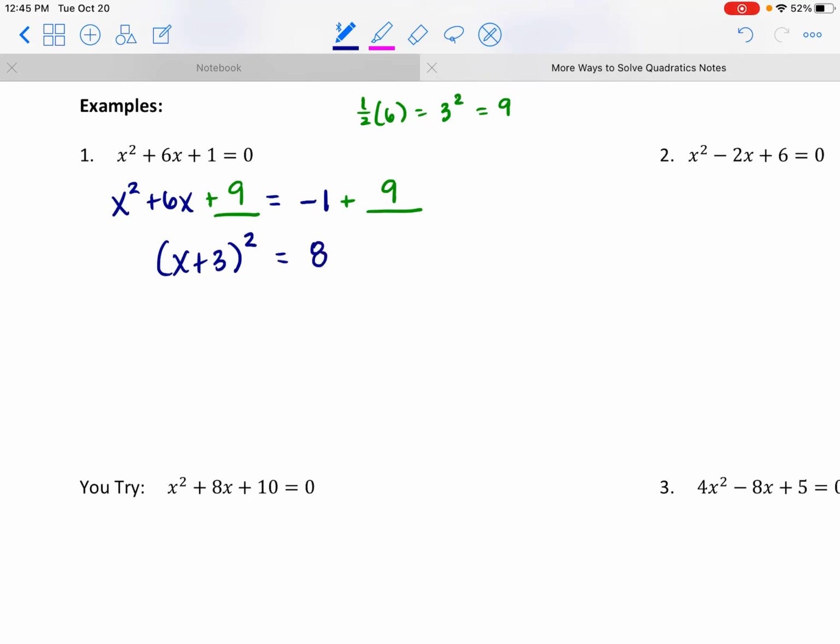Now I can solve using my square root method. So I'm going to square root both sides. Excuse me, that leaves me x plus 3 equal to a plus or minus radical 8. Radical 8 is going to simplify. I'll do that over here. The square root of 8 is 2 times 4, which means a 2 can come out and a 2 will stay in. So plus or minus 2 radical 2.